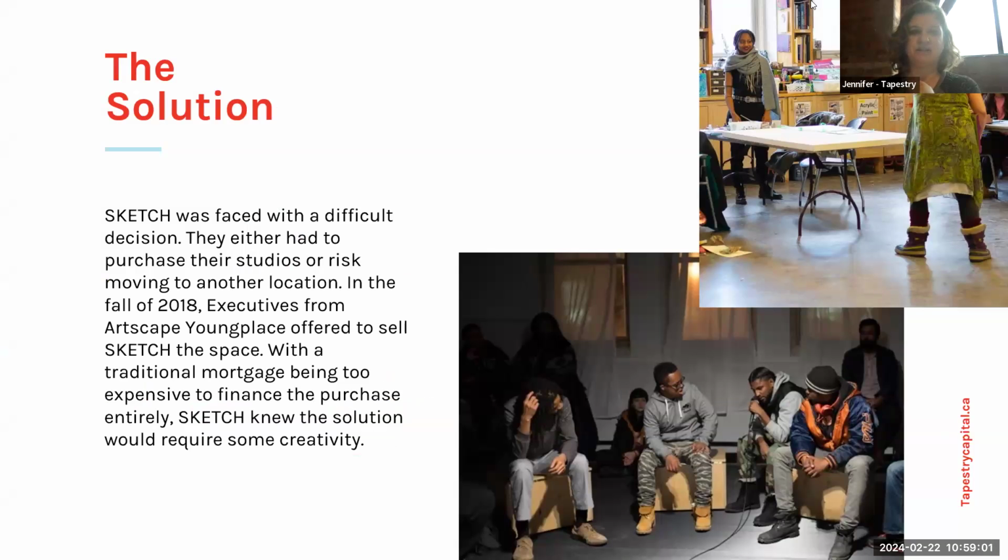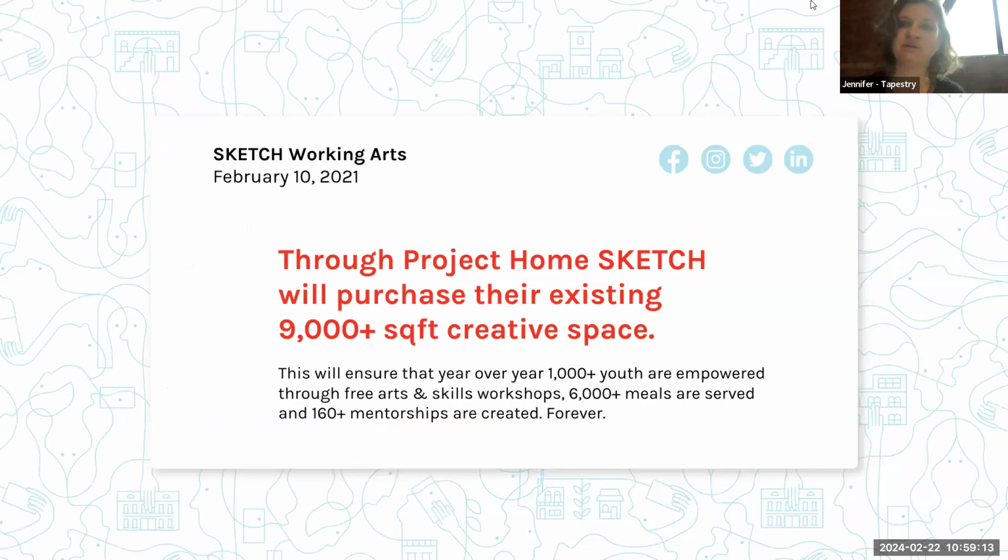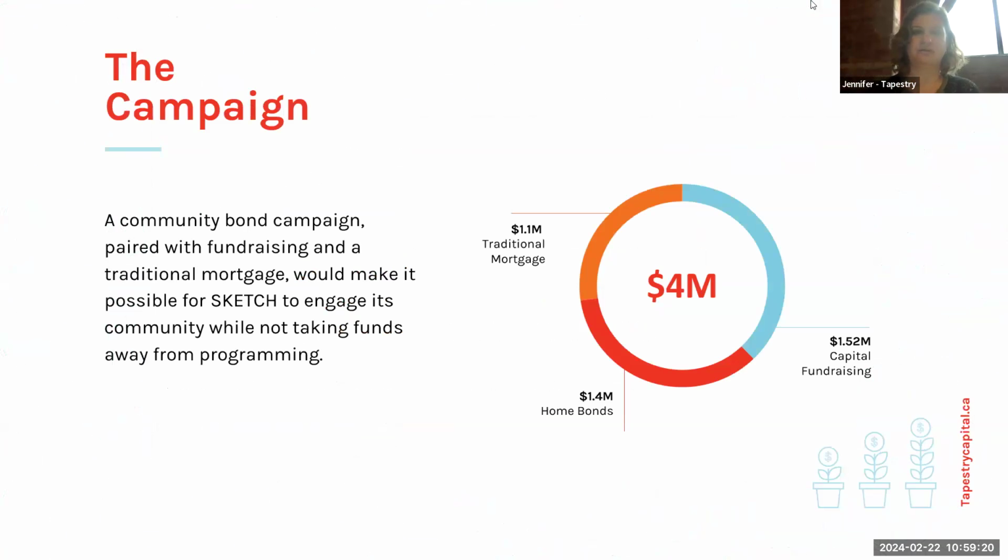So they decided to raise community bonds to buy the building. This way they knew that the mortgage payments would be stable. They could bank on what the cash flow was going to look like over time. And so they were going to purchase their space through what they called Project Home. And we worked with them to set up their campaign.